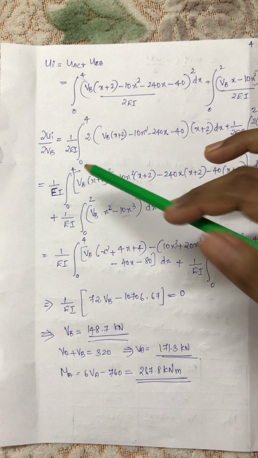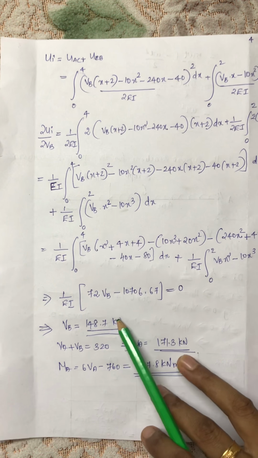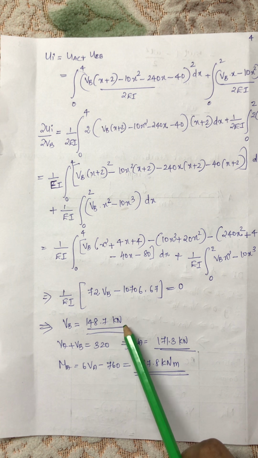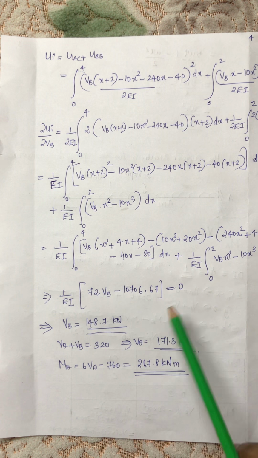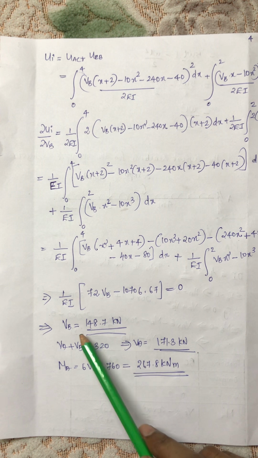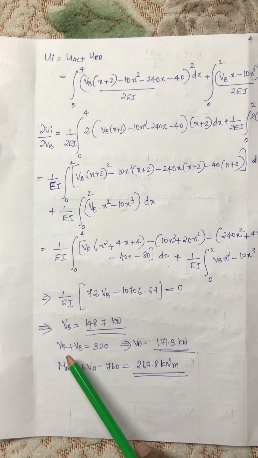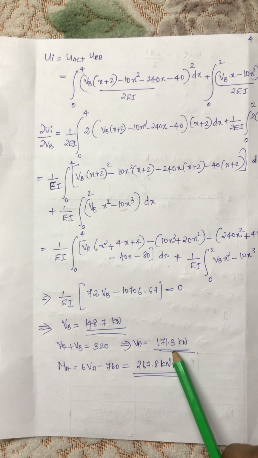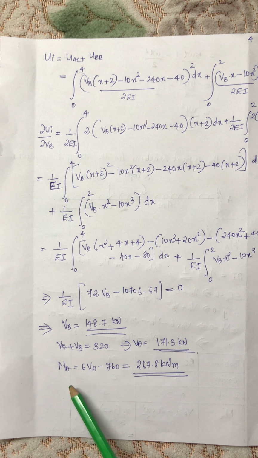Then after that, integrate this term, and we will get VB equal to 148.7 kilonewton. That means we have to equate this to 0 as per the principle of least work. Okay, that is VB equal to this, and from the equation of equilibrium we will get VA equal to 171.3 kilonewton and MA equal to 267.8 kilonewton meter.